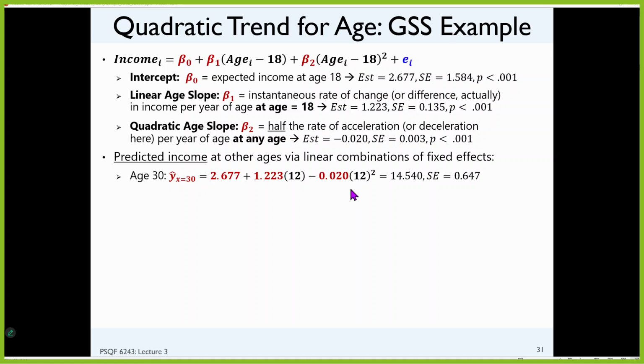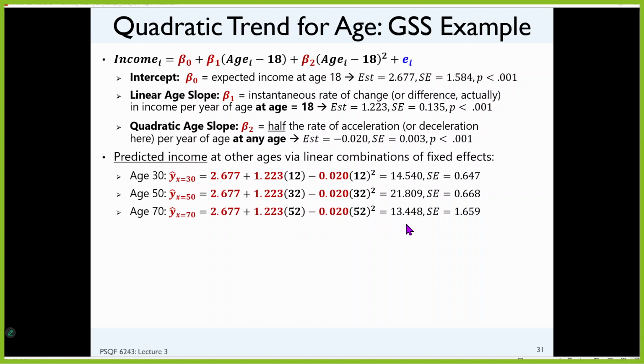So we can use this information to make predictions at other ages, such as age 30. If I fill in 12 here, a 30-year-old is predicted to make $14,000 and some odd dollars. A 50-year-old is predicted to make $21,000. So at this point, we're still heading up in terms of the relationship between age and predicted income. A 70-year-old, though, is only predicted to make $13,000. So we're over the top.